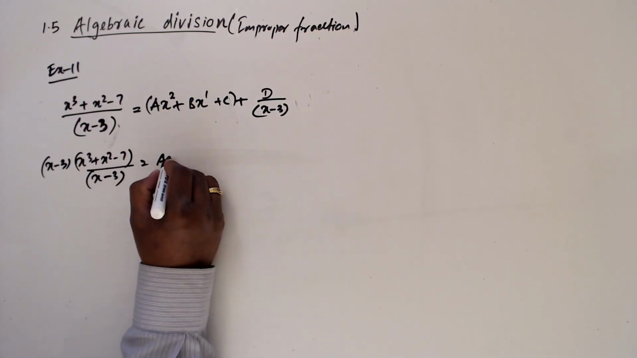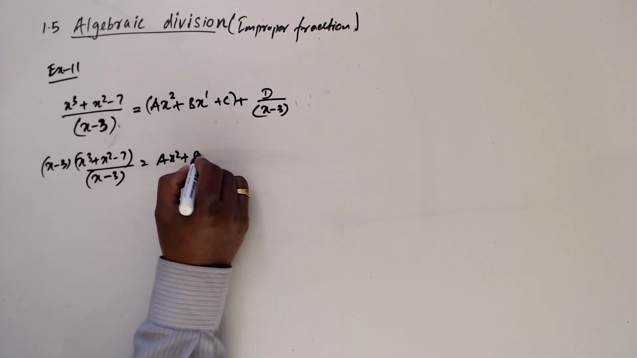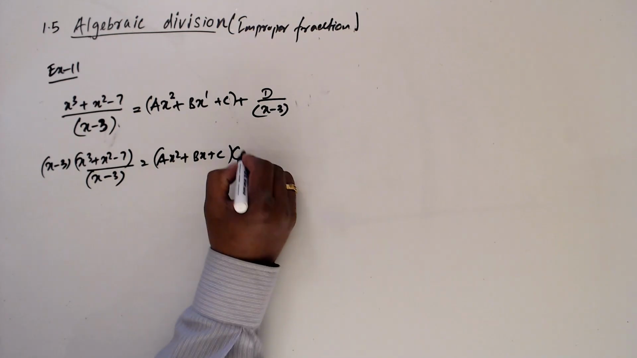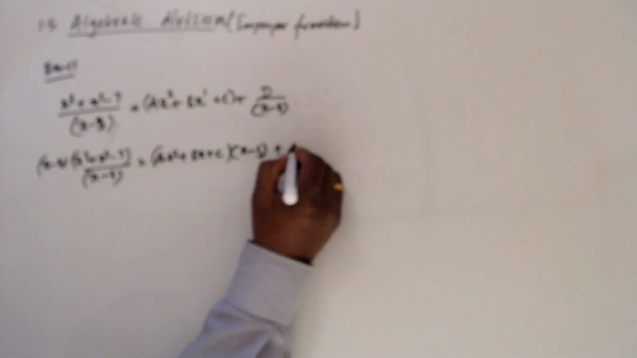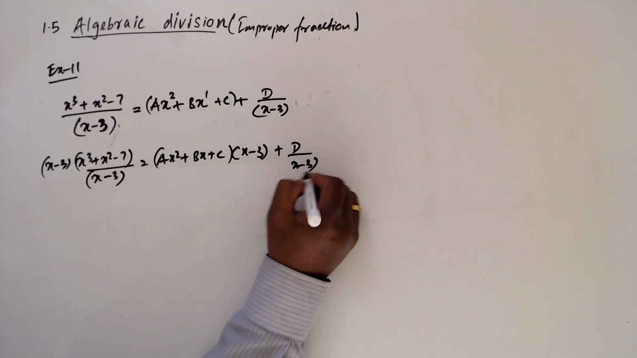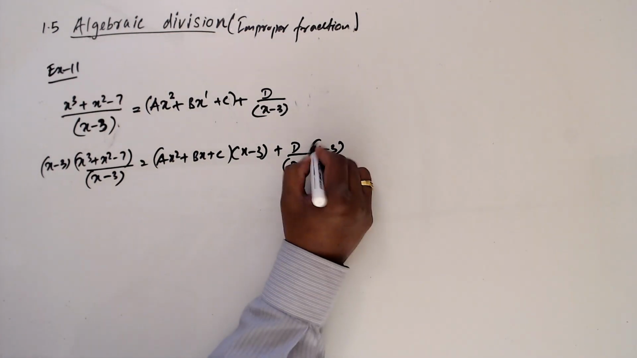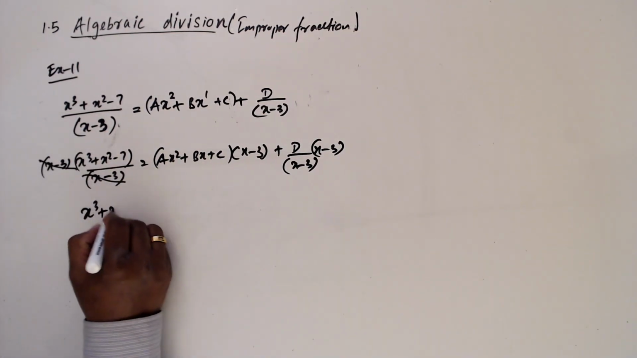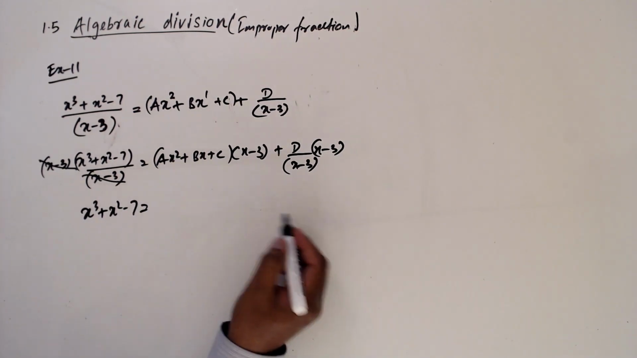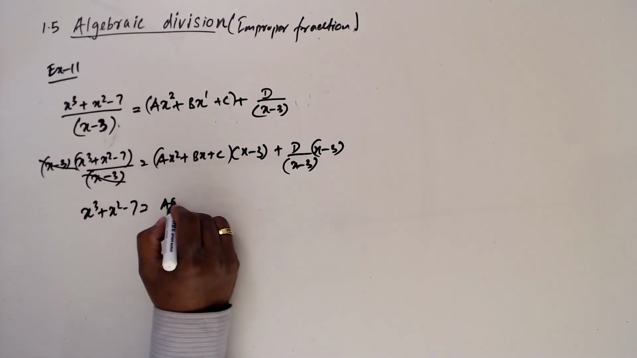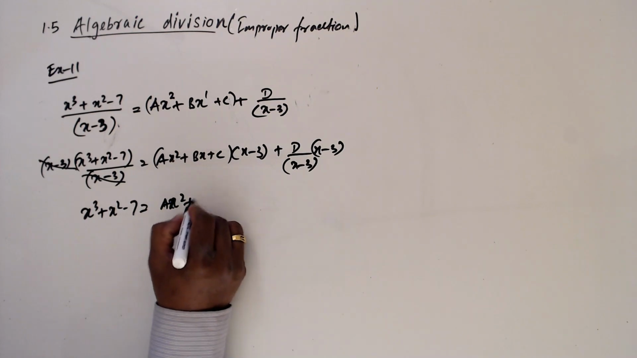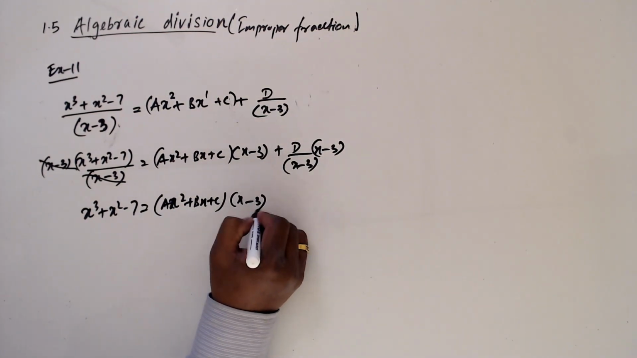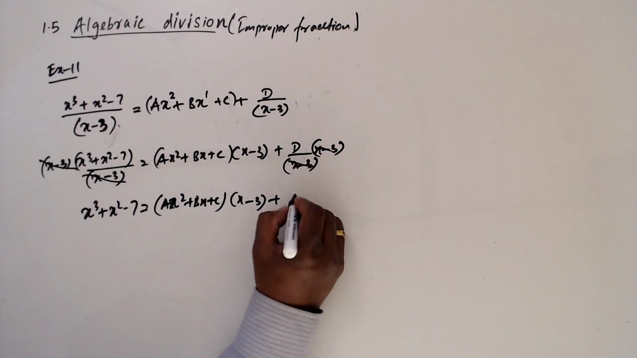That is the usual year 3, year 6 techniques. D over x minus 3 times x minus 3. So this cancels out, and this is x cube plus x square minus 7, and this is as it is: ax square plus bx plus c times x minus 3, and this is d.